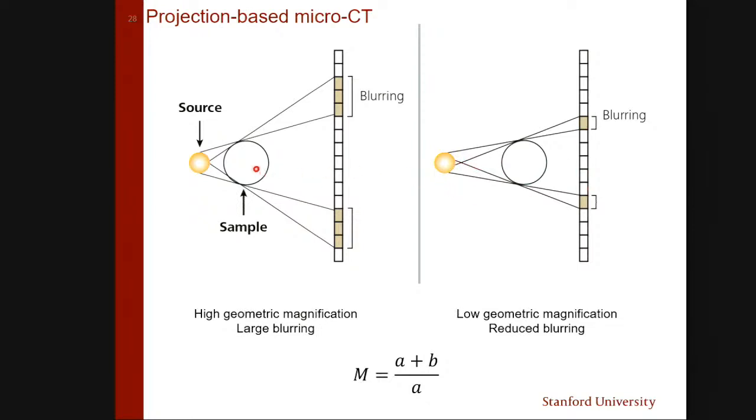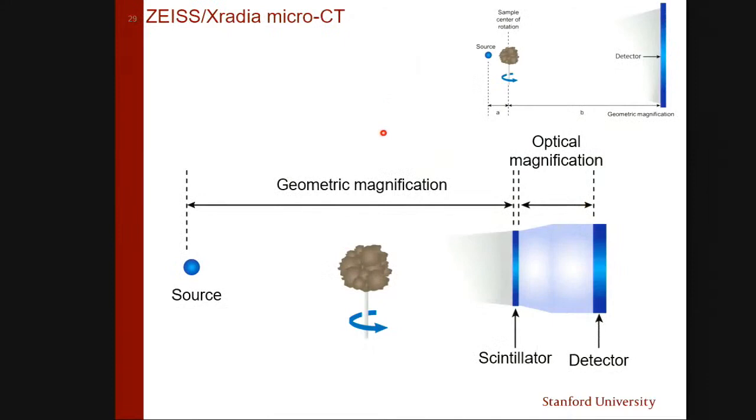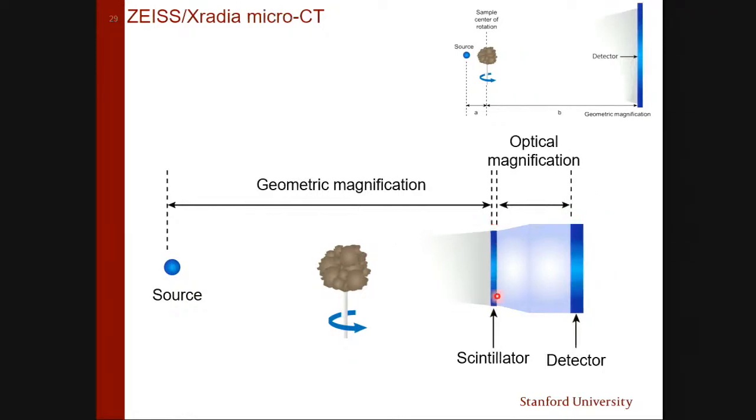So if you move the object closer to the source, you increase magnification, but you also increase the blurring. One way to mitigate this is to use the design which Xradia came up with, and right now the Zeiss company bought Xradia company, so now it's Zeiss. So what you would do is put the object somewhere, use this geometric magnification, and present the image on a scintillator. And the scintillator will convert the X-ray image into a visual image.